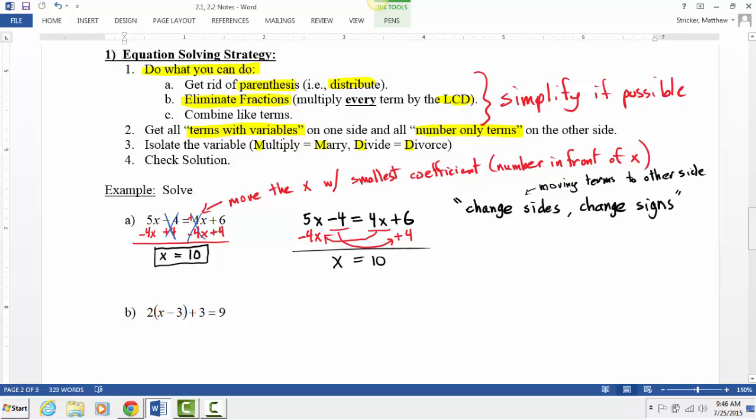Again, we could check the solution here. I'm not going to do that anymore because I want to move on with the video and not make this video go on too long. But we should know now how to check solutions.